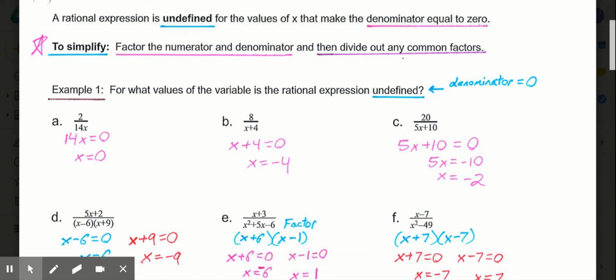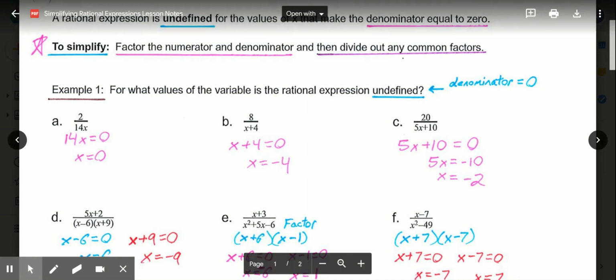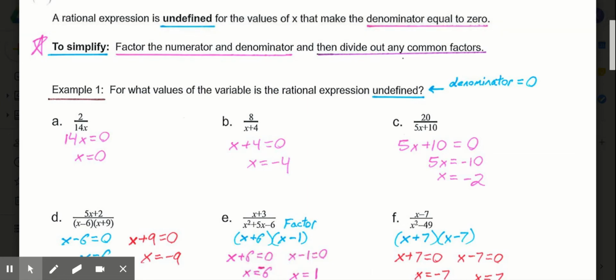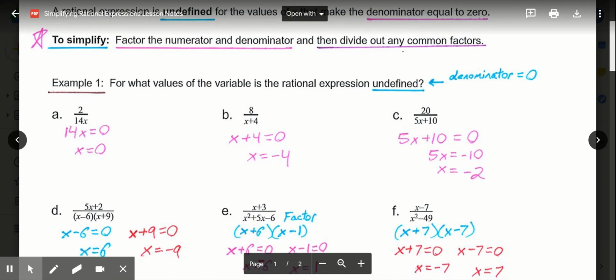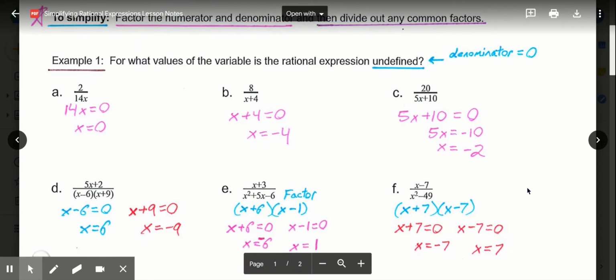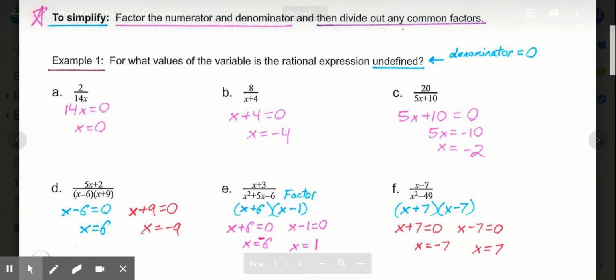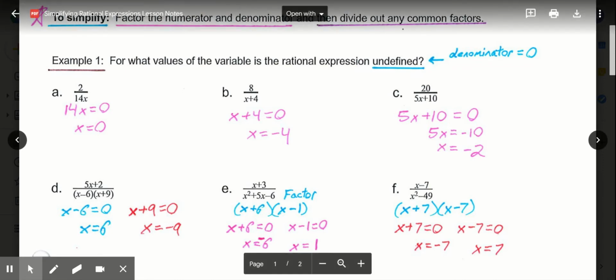In B, for what value of the variable is the rational expression undefined? So 8 over x plus 4, we take our denominator of x plus 4, set it equal to 0, and solve for x. So x equals negative 4. Same thing with C. We'll take our denominator of 5x plus 10, set that equal to 0, and solve for x. So x equals negative 2. Each time, to find out when the rational expression would be undefined, we're setting the denominator equal to 0 and solving for the variable.